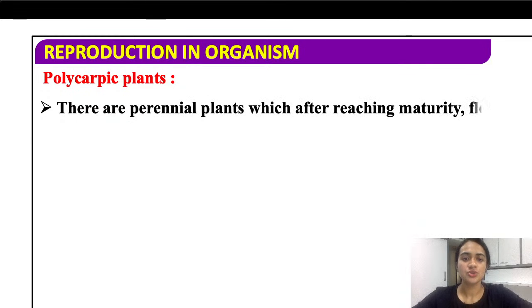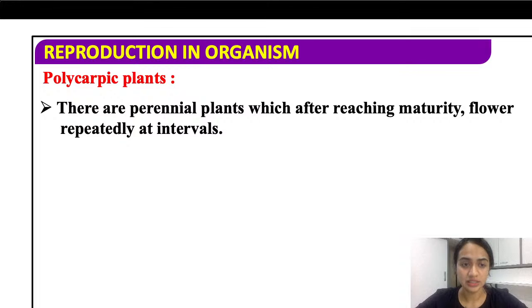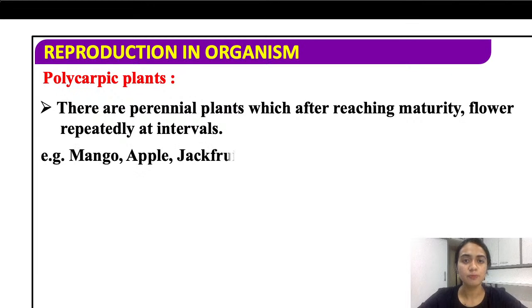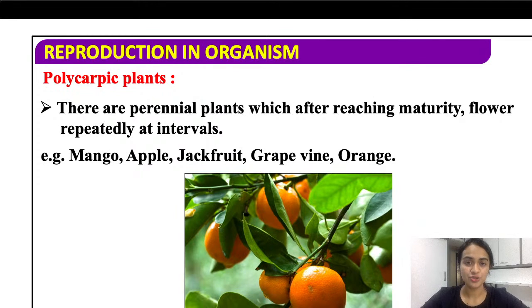What are polycarpic plants? Polycarpic plants are perennial plants which, after reaching maturity, will flower first. Flowering is the term for reaching maturity. Then they will flower repeatedly at intervals. So polycarpic plants do not flower only once in their lifetime; they can flower more than once. Mostly these polycarpic plants are perennial, such as mango, apple, jackfruit, grape, and oranges. A few exceptions, which I am highlighting again and which we need to remember, are bamboo and agave, because they flower only once in their lifetime and take approximately 10 to 30 years in case of agave and more than 15 in case of bamboo.